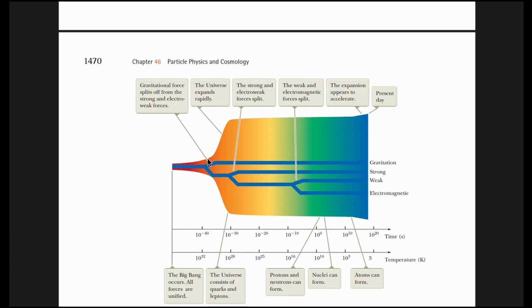Over here we get the branching, which is gravitational force splits off from the strong and electroweak force, and then gravity continues on as its own. There's no more splitting happening. The universe expands rapidly, so the size of the universe grows like boom. The strong and electroweak forces split over here, so they are no longer the same. We got the strong force, and then we have the electroweak force, and then over here is the last splitting, the weak force and the electromagnetic force split, and we get the four fundamental forces, which are believed to be the same at the beginning of the Big Bang.